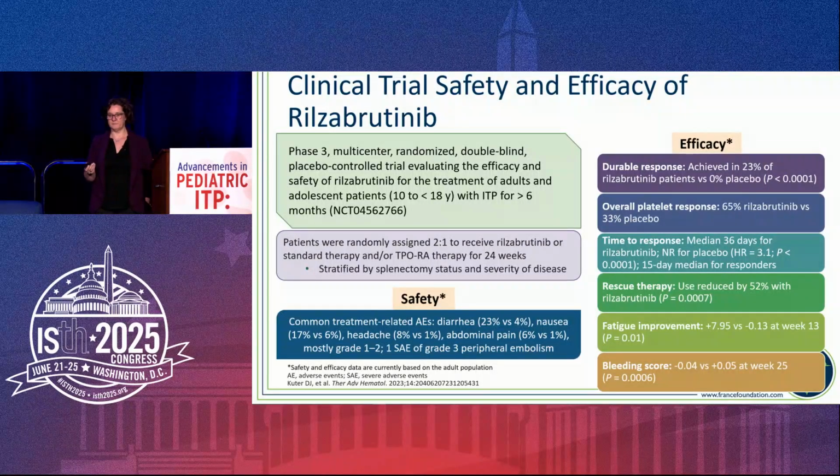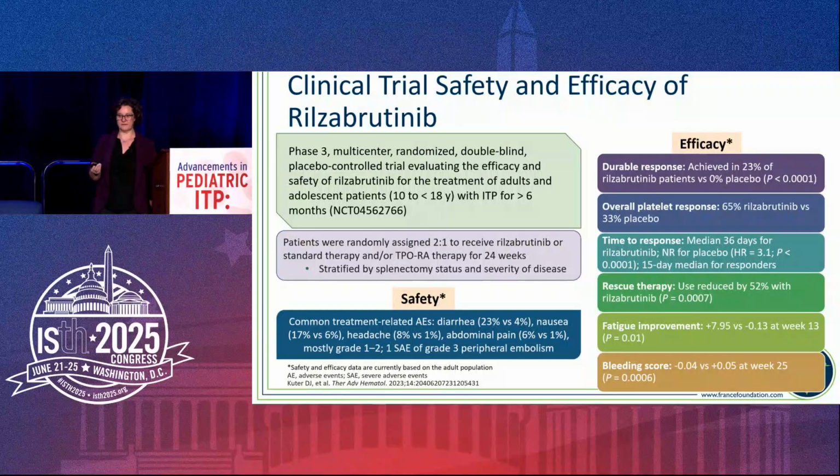This is also a phase 3 multicenter double-blind placebo-controlled trial, and it studied adolescent patients down to 12 years of age, actually. Patients were randomly assigned 2-to-1 to receive rilzabrutinib or standard of therapy, and that included potentially TPO-RA. You just need to be on a stable dose for the 24 weeks.